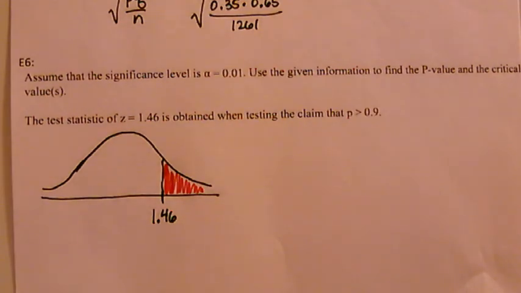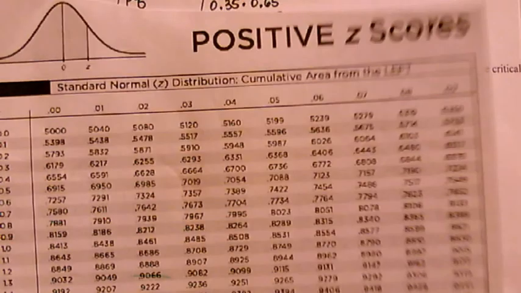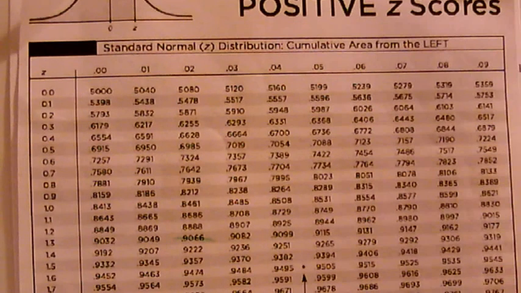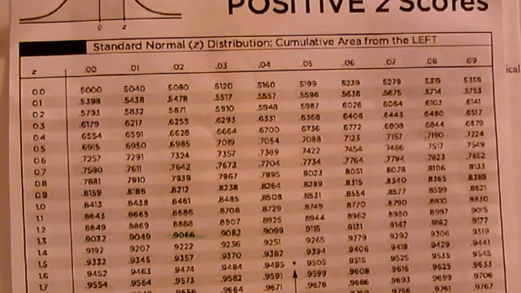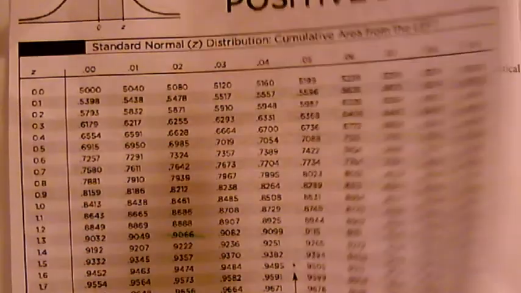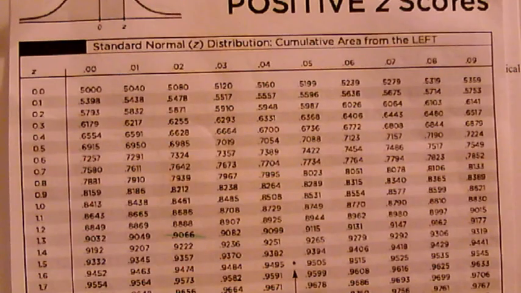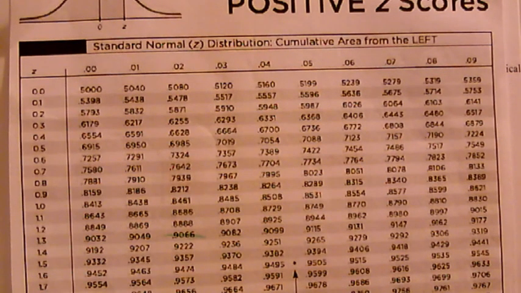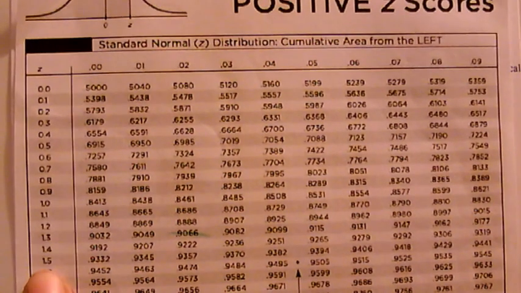Okay? Now, if you remember your standard normal distribution table, let me go ahead and pull that out. It is for positive z-scores. There's one for negative, if you recall. And that z value is 1.46. Okay? Now, here's 1.4.